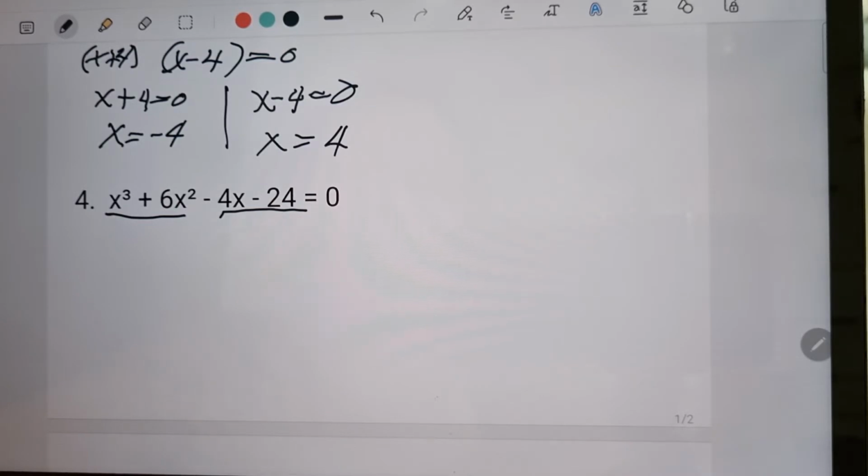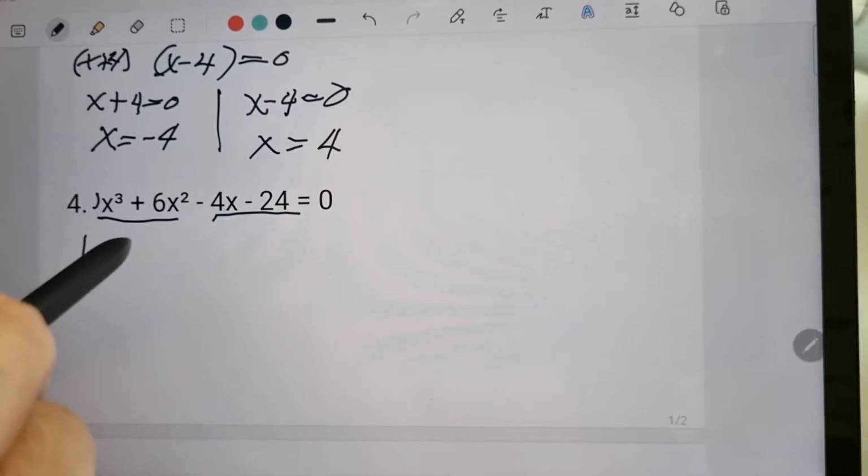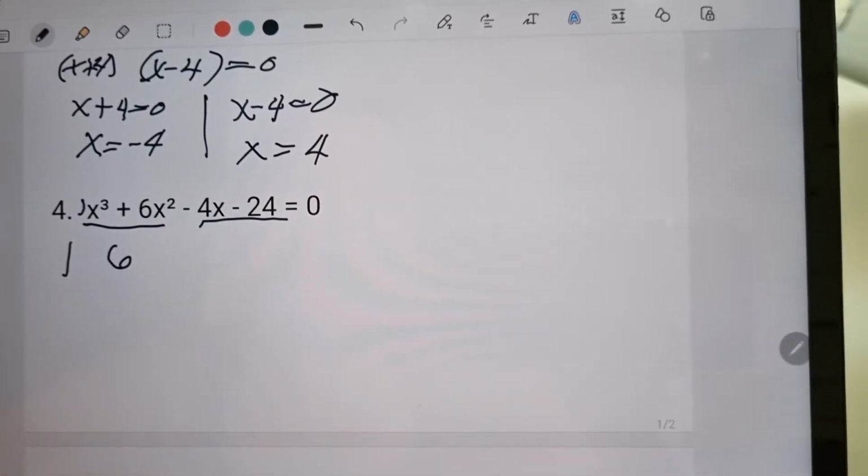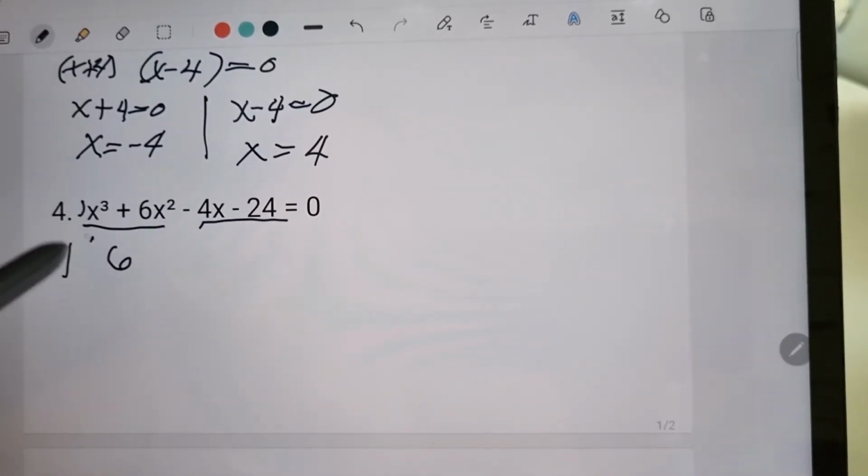Now, paano natin malalaman na yung given na polynomial ay pwede siyang ma-factor by grouping? So, ito yung titingnan nyo. Get the coefficient of the first and the second term. What is the coefficient here? Understood there is 1. And the second term is 6. Okay, get the ratio of that. That is equal to 1:6.